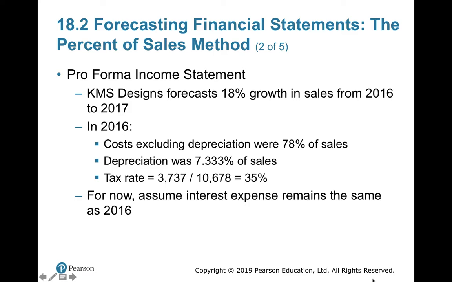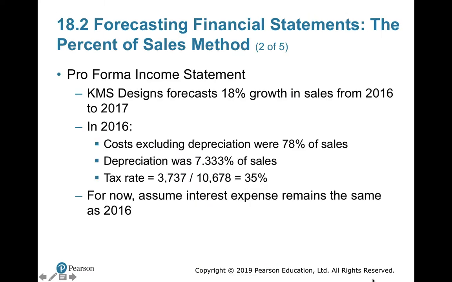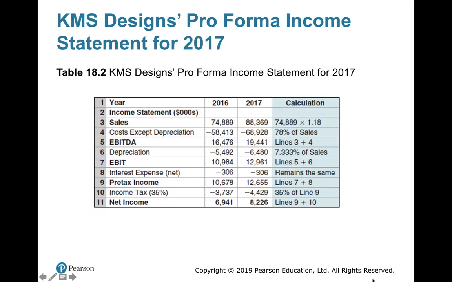After that, all other items, we know the percentage of sales. Come on, do it. Cost, 70% of the new sales. Depreciation, 7.333% of the sales. Tax, whatever taxable income will come. We have seen in the previous income statement, the taxable income is how much? Taxable income is 10,678. Tax is 3,737. So the tax rate will be 3,737 divided by 10,678, which is equal to 35%.